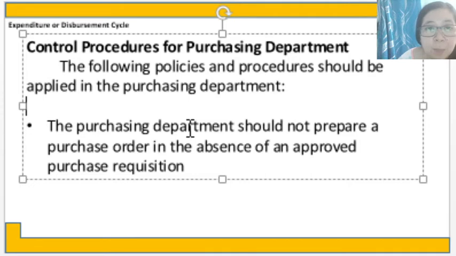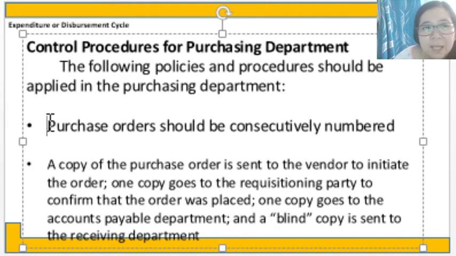Okay, aside from the purchasing department approving and processing the purchase, there should also be another officer or employee in charge who will authorize or approve the purchase, okay, before it can be processed. So this is very important to avoid any unnecessary and personal purchases by the purchasing officer. Okay, so the next policy is purchase order should be consecutively numbered. So the purpose of this is to control the number of purchases and the transactions that go through this department. Okay, so it should be pre-numbered to make sure that there are controlled and approved purchases only.